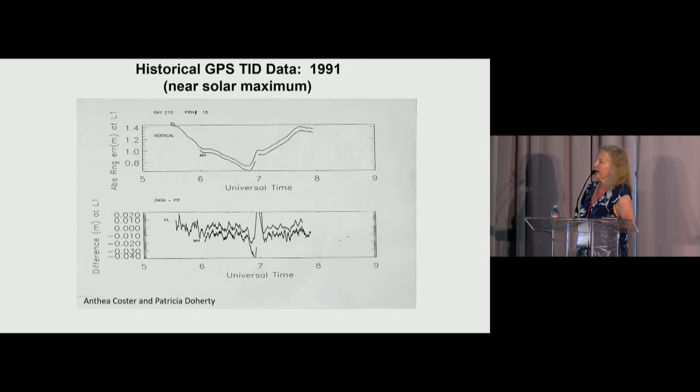And you can see back in 1991, I had a receiver. My friend Patricia Dougherty had one 25 miles away. We did a comparison, and you can see we saw, this is not on a high Kp day, but we saw a very large TID come through. And looking at it now, I think some of these smaller ones are evidence of TIDs as well.